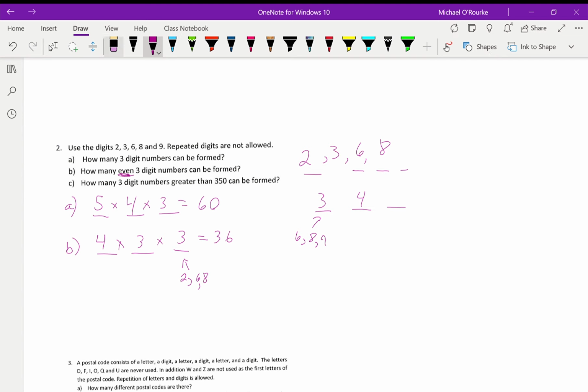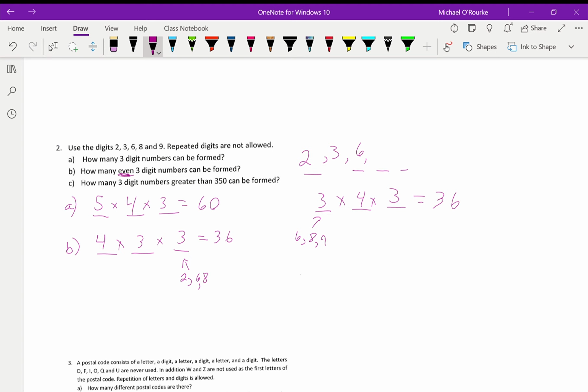Again, my eraser's not liking me. And we'd have three options again. Okay, so that would be 36 options there.